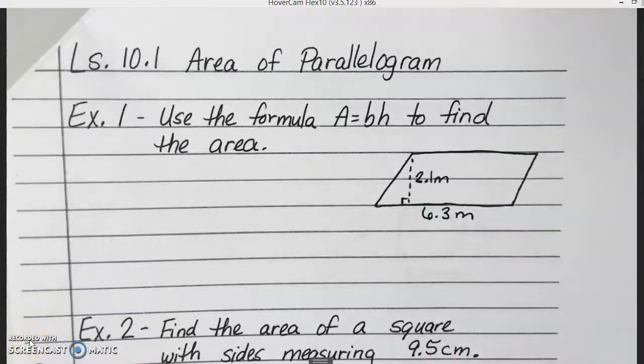Okay, this is lesson 10.1, area of a parallelogram. So parallelograms include rectangles, squares, rhombuses. So rectangles, squares, and rhombuses are all quadrilaterals. They all have 4 sides. And they all have 2 sets of parallel lines.